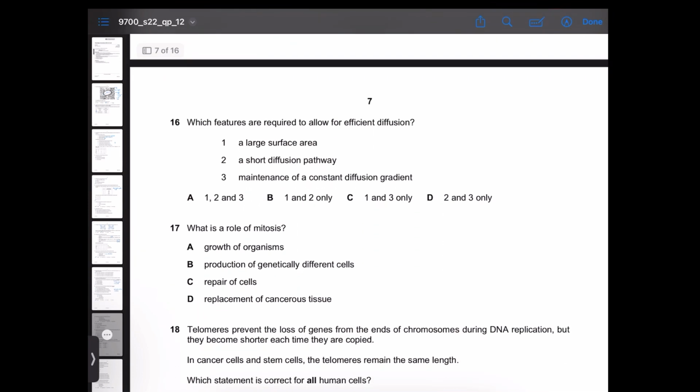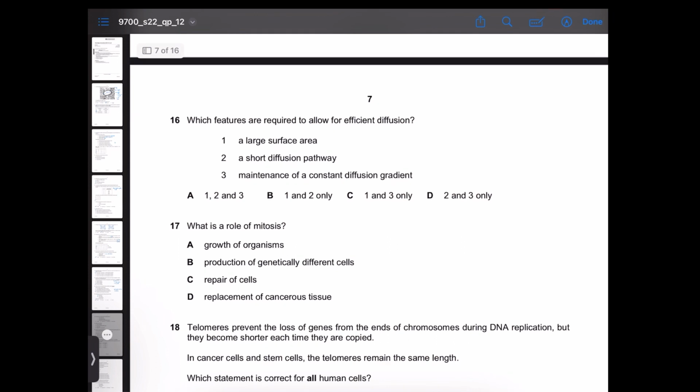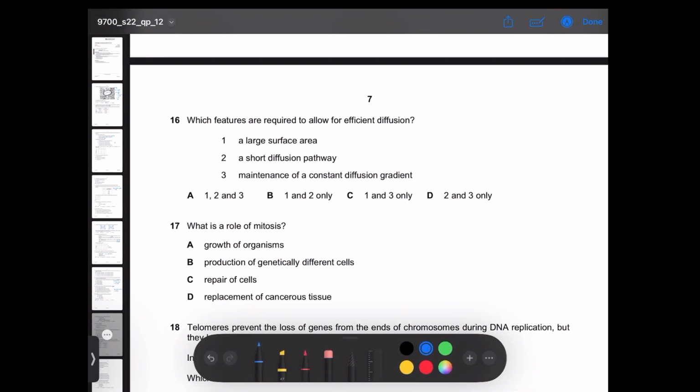Which features are required to allow for efficient diffusion? A large surface area, yes. Surface area is required for diffusion. A short diffusion pathway, yes, because the shorter the diffusion pathway, the more readily it will diffuse. For example, in alveoli, the layers or membrane the oxygen passes through is thinner.